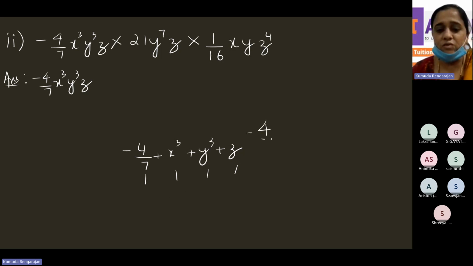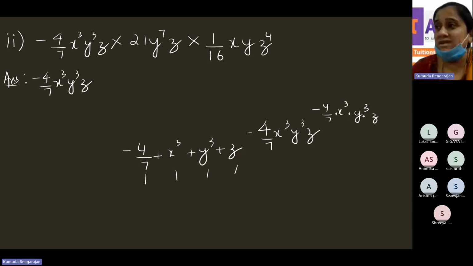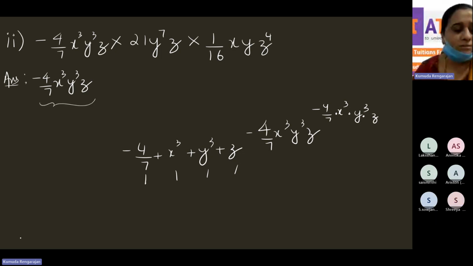But this is minus 4 by 7 x cubed y cubed z. Between minus 4 by 7 and x cubed, we don't have a plus or a minus sign. Again, between x cubed and y cubed, we don't have a plus or a minus sign. Between y cubed and z, we don't see the operator plus or minus, because the operators plus and minus separate the terms. So this one is a single term. It's not 1, 2, 3, 4 terms. It's a monomial.